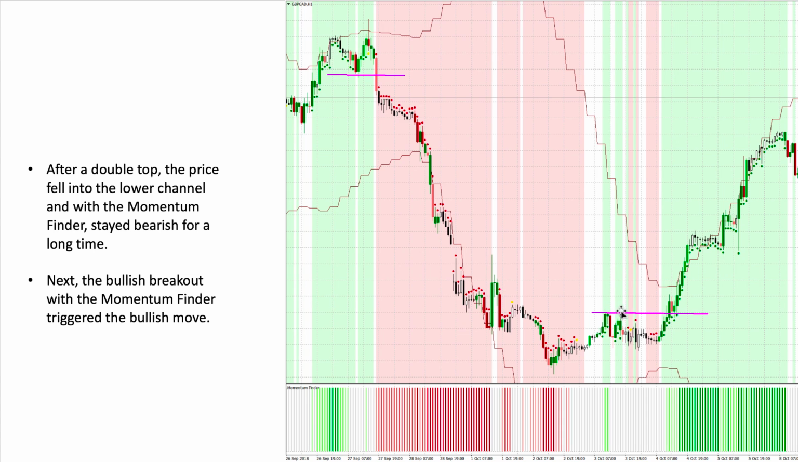Really wait for a breakout above a previous support and resistance point, a previous swing low, then wait for the momentum finder to turn green. Here in this example, the momentum finder would have turned green before the entry or before the breakout happened. Always wait for the breakout to happen. You always want to make sure that you combine breakouts that are actually confirmed with your momentum finder, and then you can trade those along the channel as well.